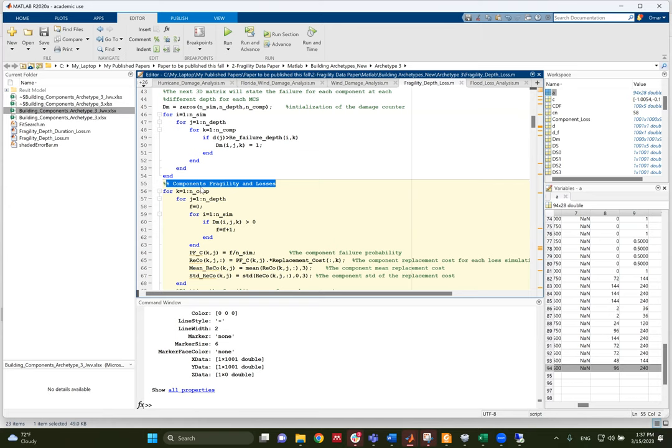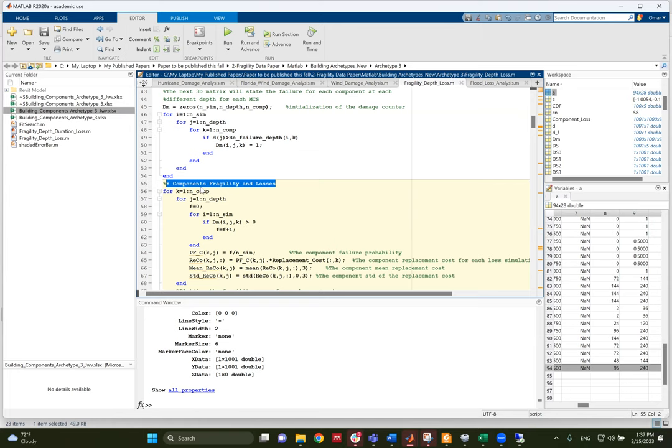So if it's more than zero, add one to the failure count, and it keeps counting for the 1,000 simulations. Once I finish the 1,000, if, for example, it becomes 500, I divide the number of failures by the total number of simulations to give me the probability of failure of component K at flood depth J. Component K, like component number one, at flood depth, for example, 1 meter. This is the fails. But to do this, I have to run 1,000 simulations.